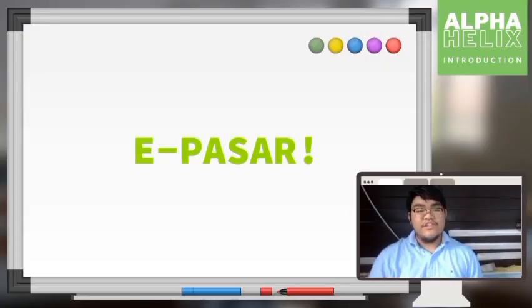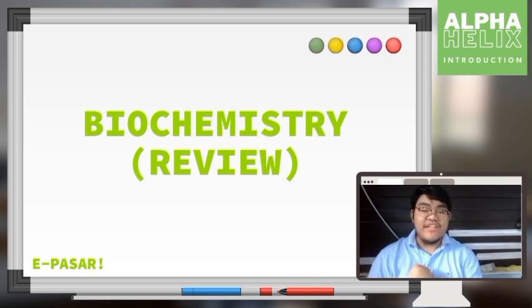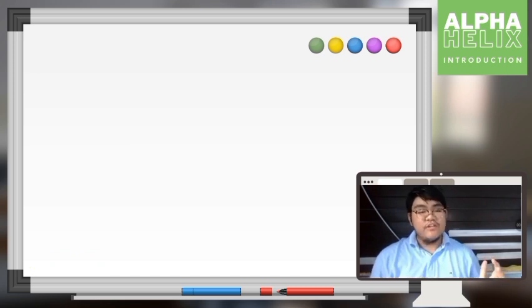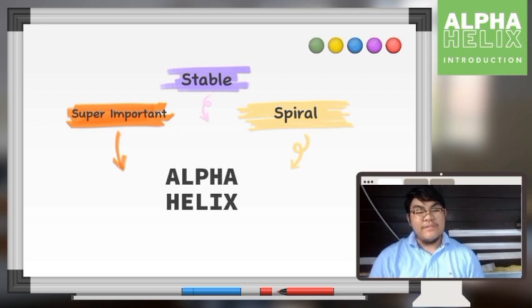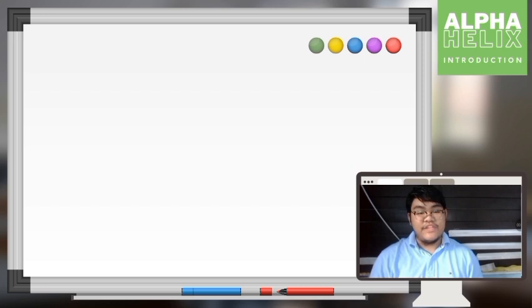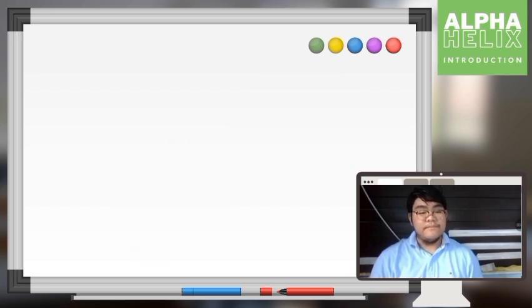Good day, E-PASAR students. Welcome to another biochemistry review with your favorite team of tutors. Today, we'll talk about something spiral, stable, and super important. What is it? The alpha helix, a type of secondary protein structure. So first, let's start by understanding what secondary structure actually means.